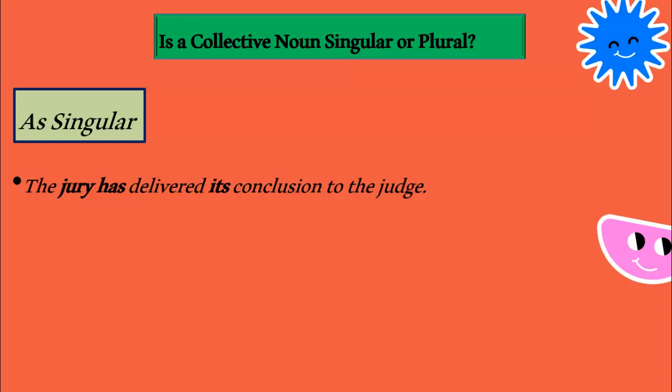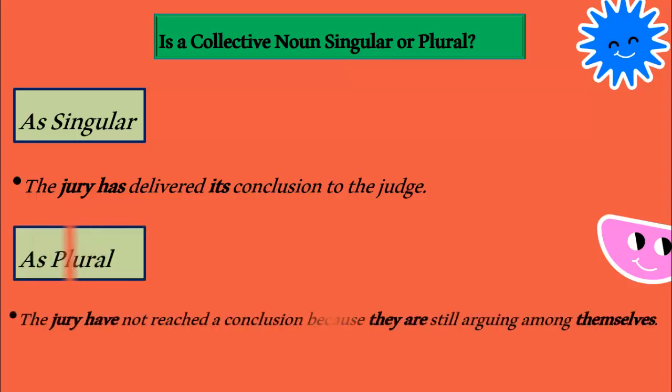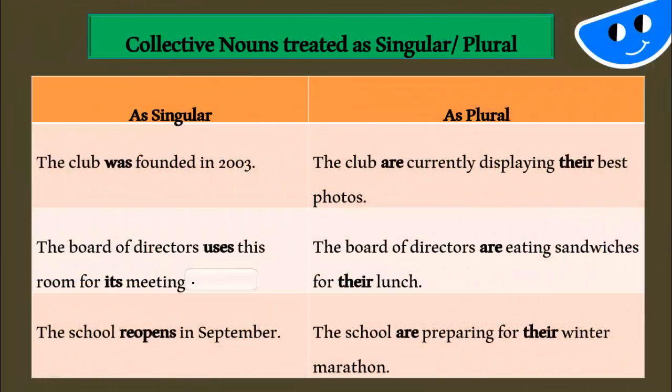But if we see the individuals acting individually, then we probably treat the collective noun as plural with plural verbs and plural pronouns. For example, the jury have not reached a conclusion because they are still arguing among themselves. So we can use both singular and plural verbs with collective nouns, but it all depends on the context of the sentence. But be careful regarding the use of pronouns. If your collective noun is singular, it will take the pronoun it or its, or if it's plural, it will take they or their.